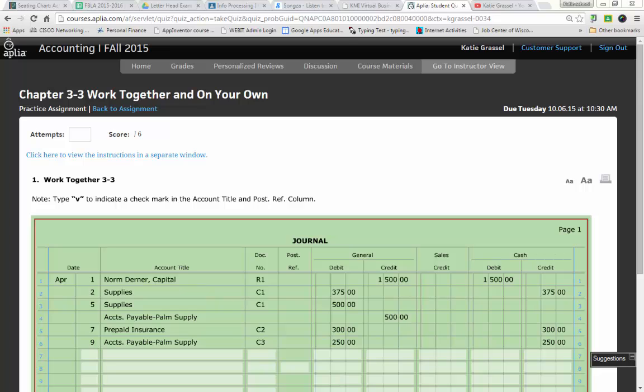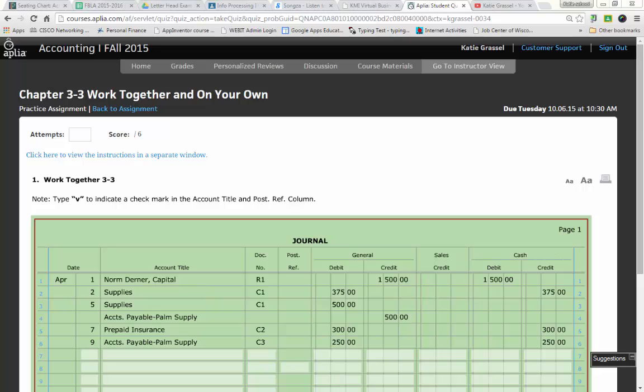Cash. Correct. Which one? There's 2 cash columns. Debit and credit. So one would be cash debit, right? Yeah. Give me another one. Cash credit. Braden, give me another one. Sales credit. Those are 3 special columns.